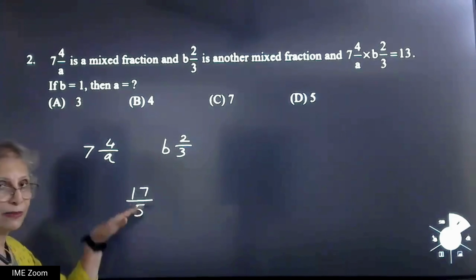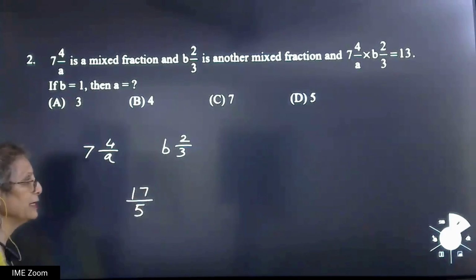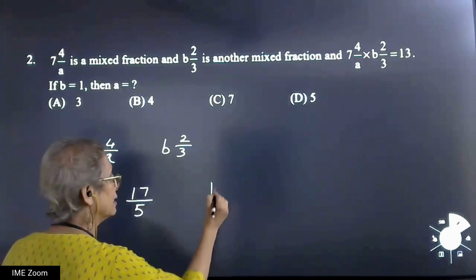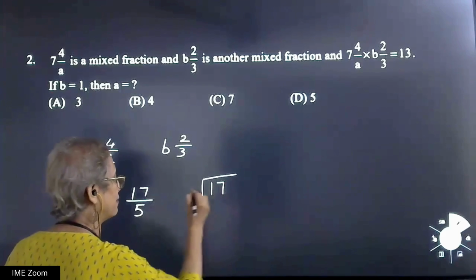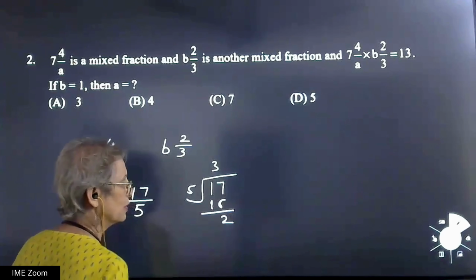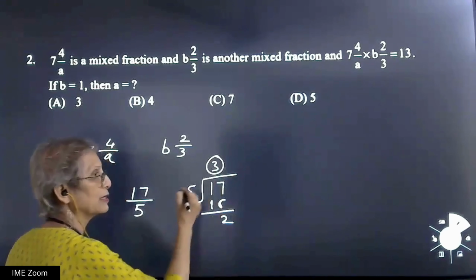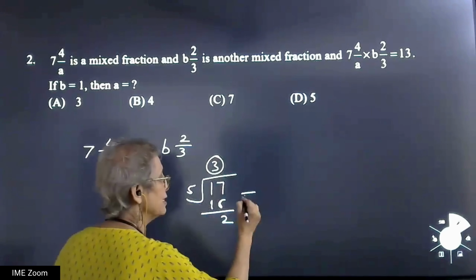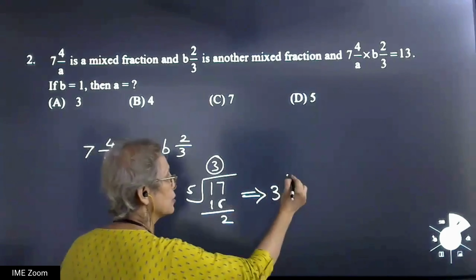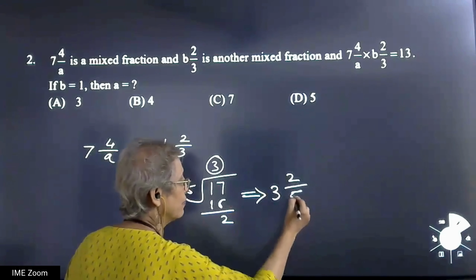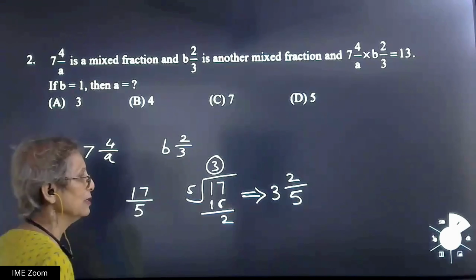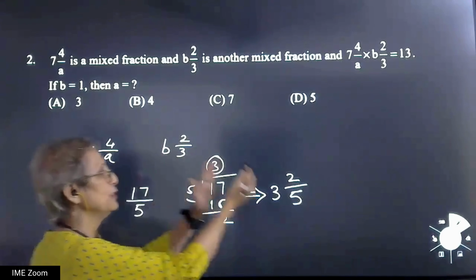This is an improper fraction because the numerator is greater than the denominator, and therefore we will convert it into mixed. How to convert? Divide 17 by 5. So 5 3s are 15, remainder is 2. So 3 is our quotient. This number is written as 3 integer, remainder 2, denominator same 5. So this is our mixed fraction. Understood? So that is how to convert into mixed.